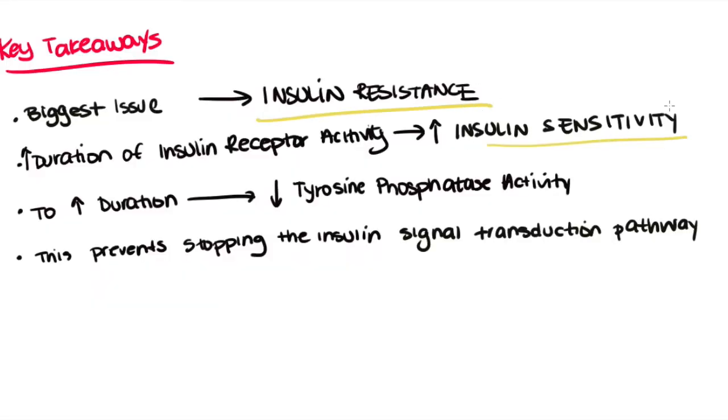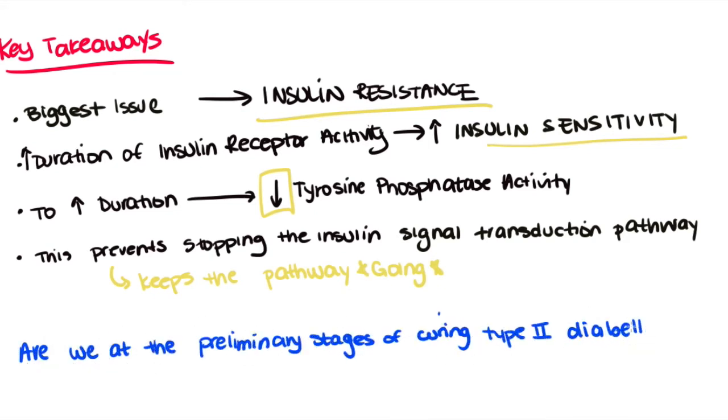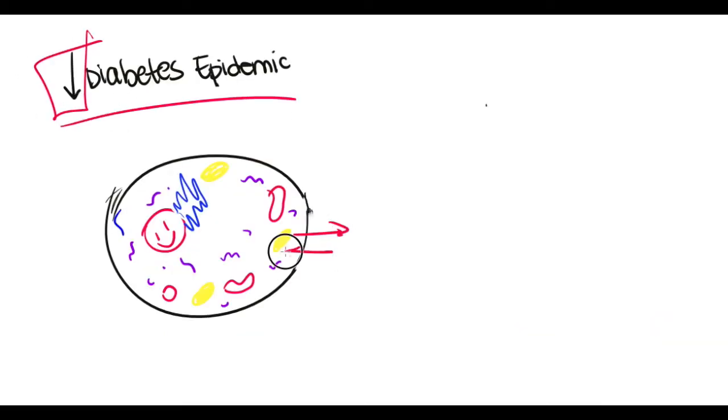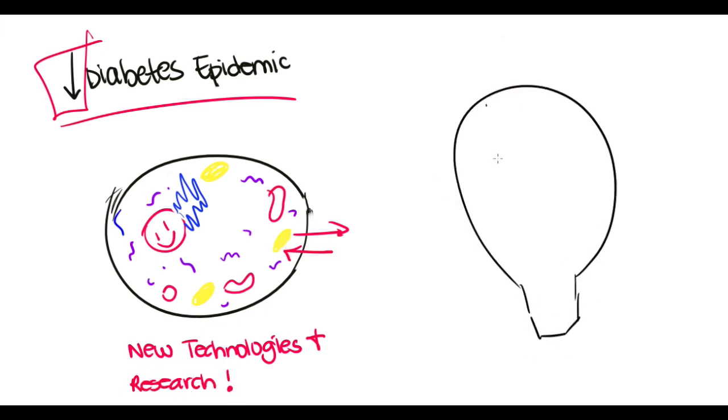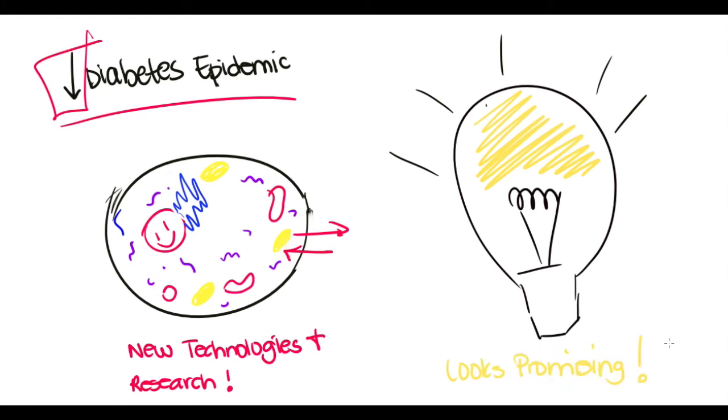Because the biggest issue with type 2 diabetes is insulin resistance, and decreasing tyrosine phosphatase activity has shown increases in insulin sensitivity, could this mean that we're at the preliminary stages of curing type 2 diabetes? In order to reduce the diabetes epidemic, researchers are engaging in novel projects targeting the molecular basis of the illness. With more research and some more time, it surely seems the results are quite promising.